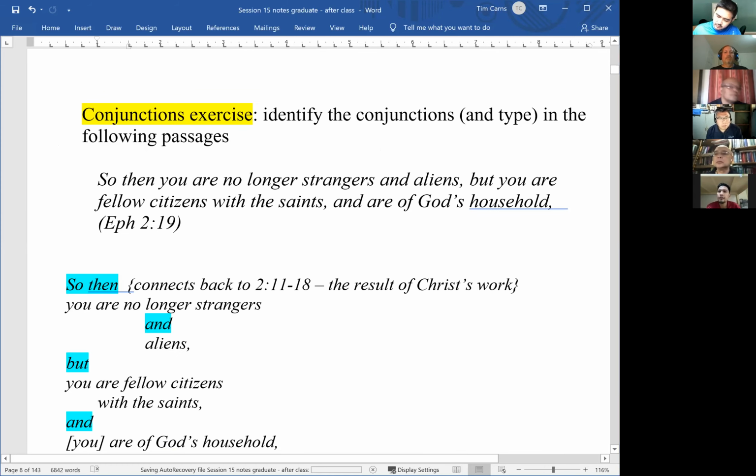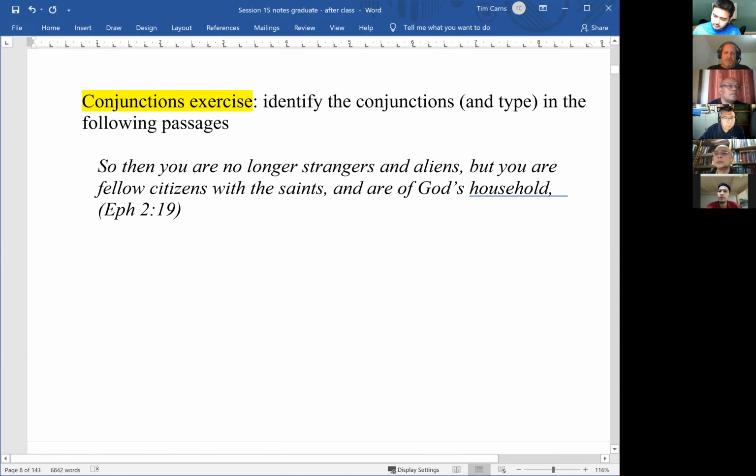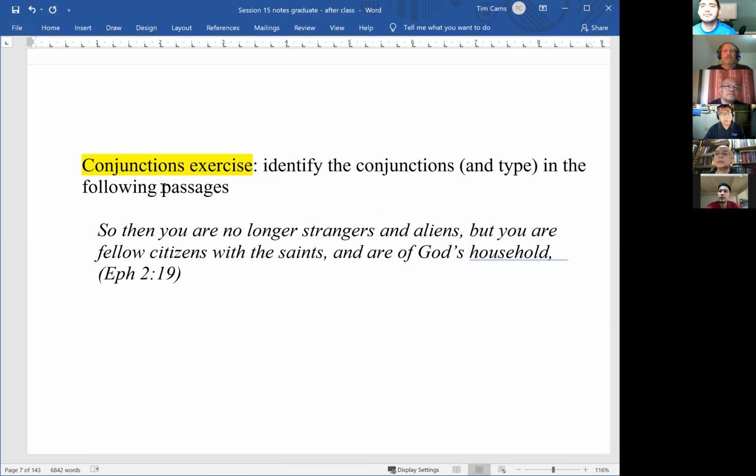All right, so let's have Pastor Renee take on the first one here. This is one we actually did last week, but I thought it would be a good one to start with. Just to simply identify the conjunctions and then what kind they are, if they're coordinating or subordinating. So then you are no longer strangers and aliens, but you are fellow citizens with the saints and are of God's household.